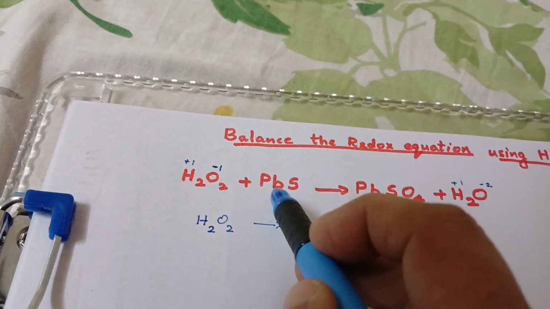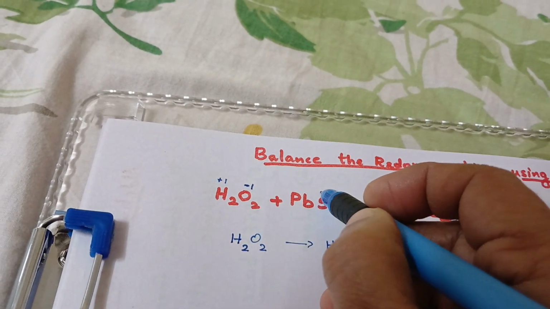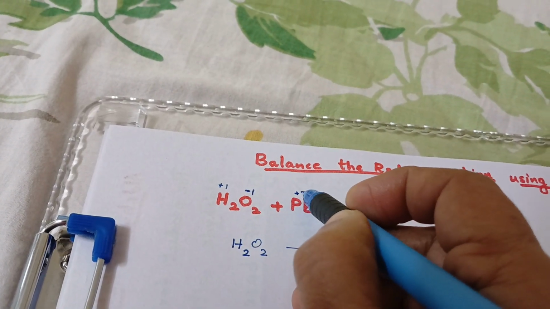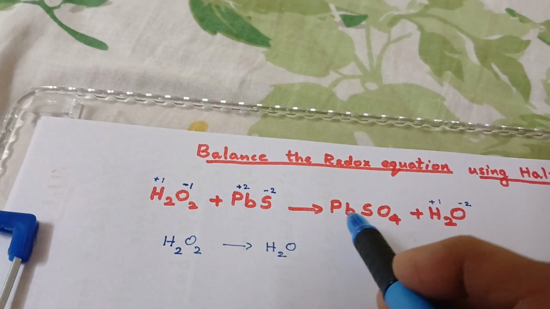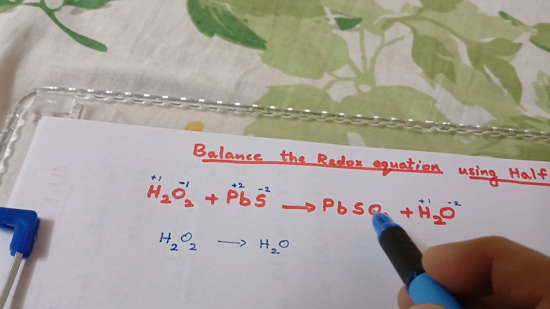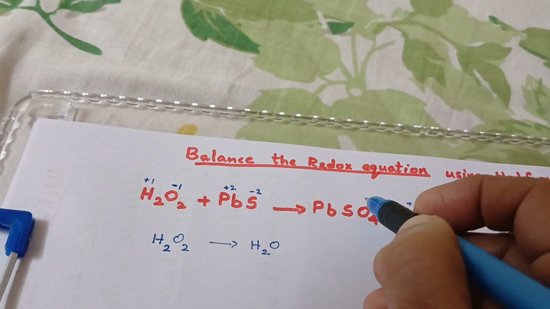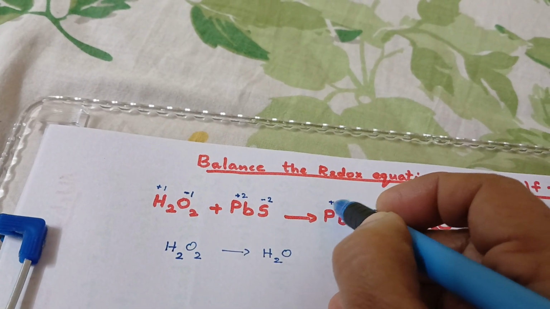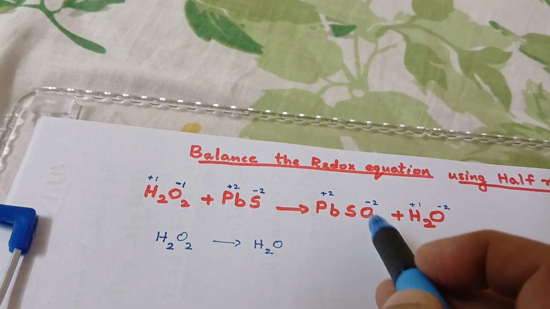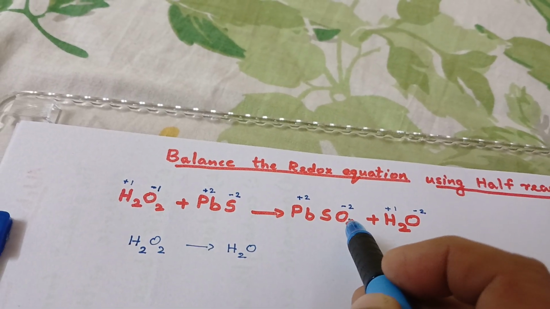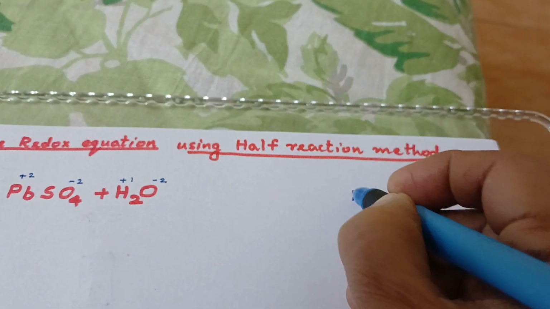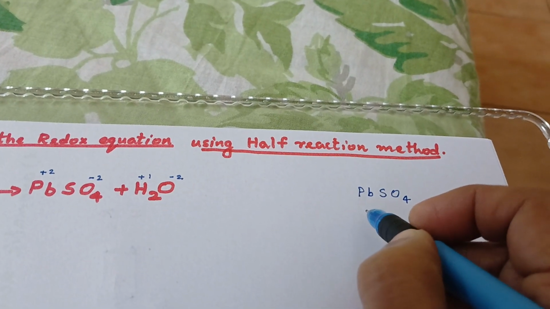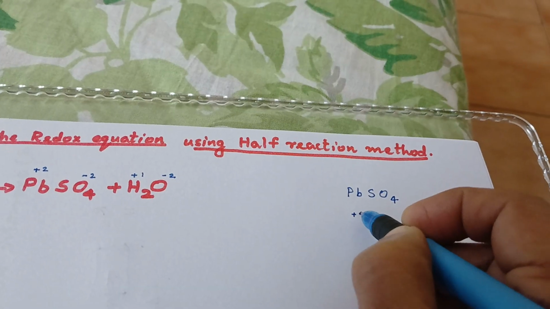Next one is lead sulfide. Here sulfur S is having -2 oxidation state. Lead is having +2 oxidation state. In lead sulfate, let us find the oxidation number of each. Oxygen -2, Pb +2. So here there are 4 oxygen atoms. Let us write it here separately. PbSO4. Lead is having +2 oxidation state.